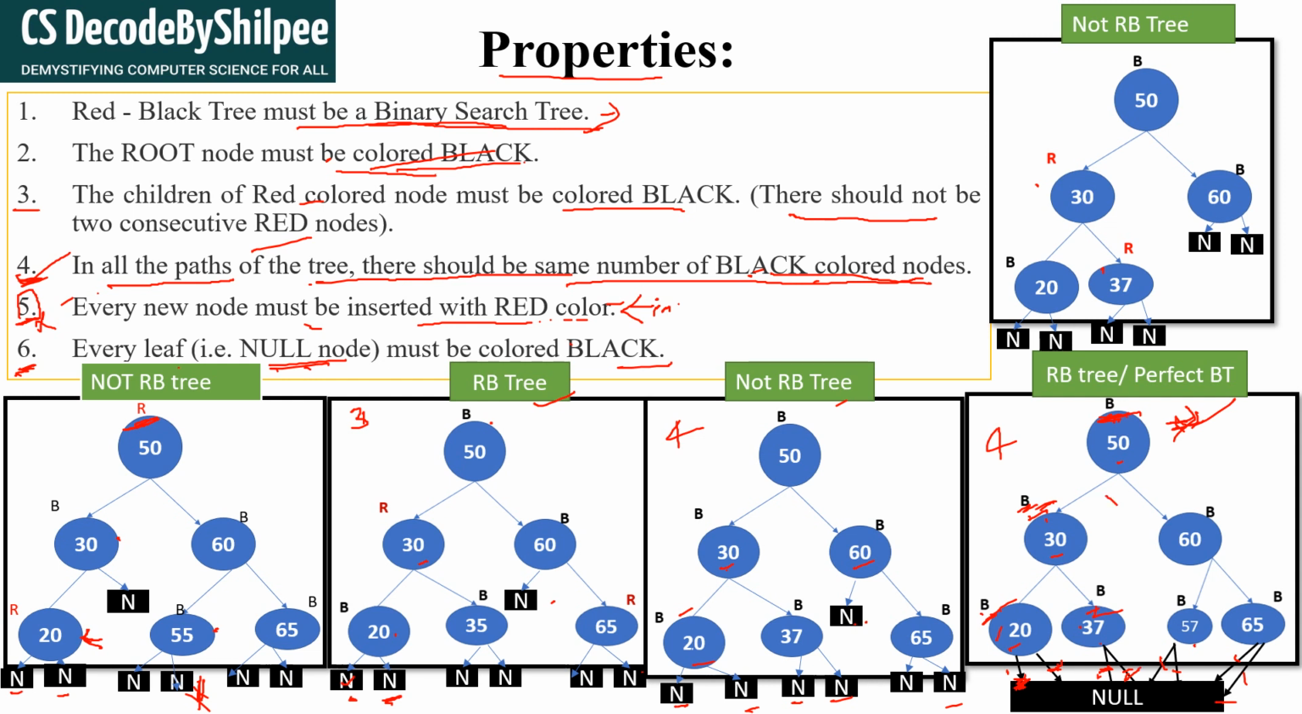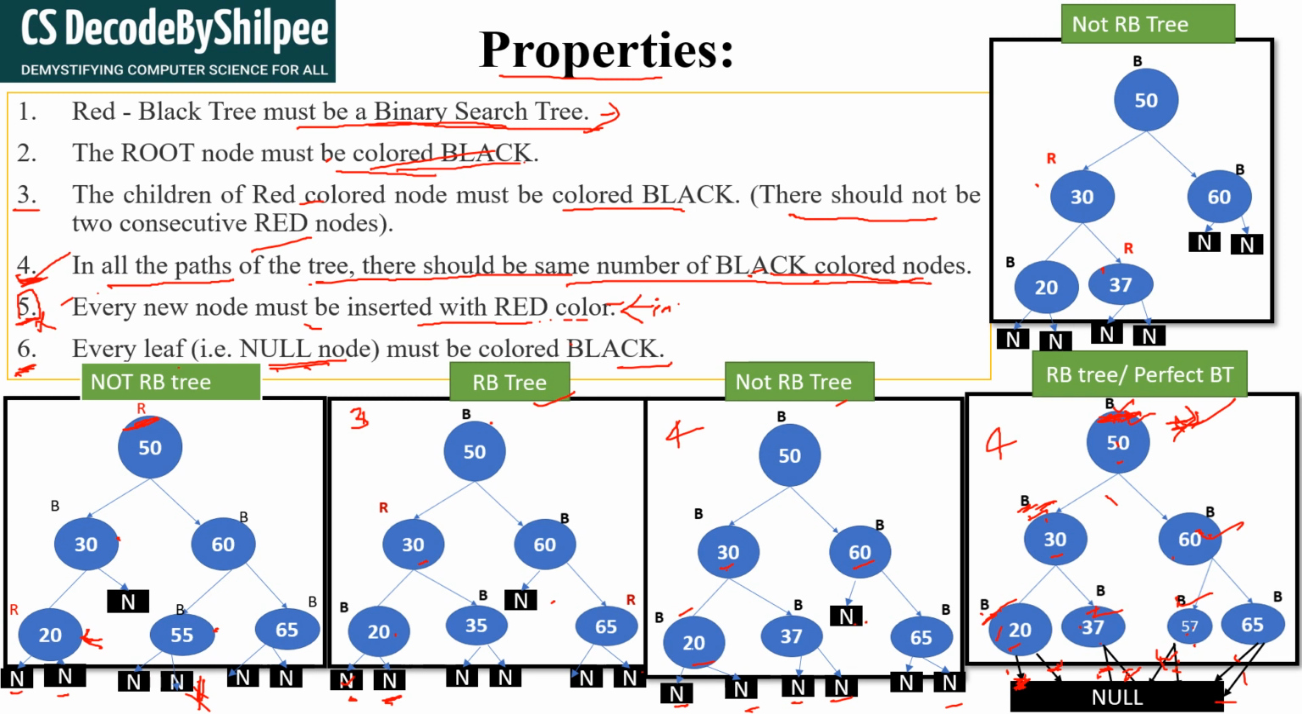Now next you check that 50, 60, 57 and their left. 1 black, 2 black, 3 black and 4 black. Yes, this path is also having 4. Now check that 50, 60, 57 and right. 1 black, 2 black, 3 black and 4 black. So this path is also having 4.